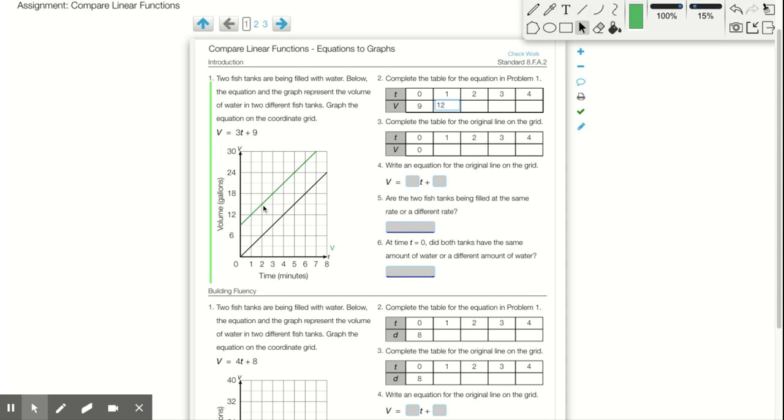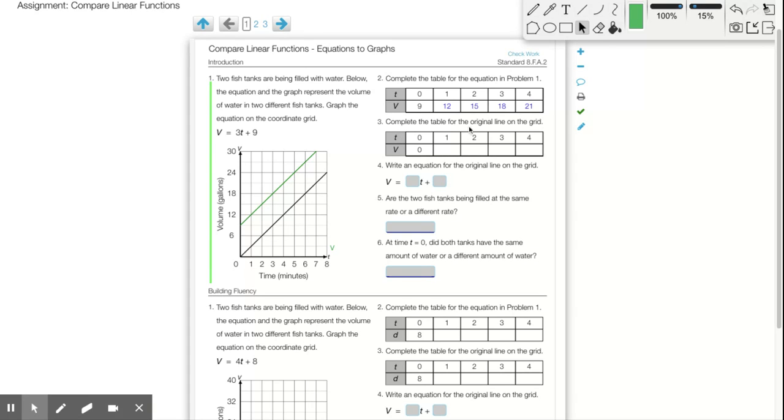When t is 2, it's at 15. When t is 3, it's at 18. T is 4, it is at 21. So 3 times 0 plus 9 is 9. 3 times 1 plus 9 is 12. 3 times 2 plus 9 is 15. I'm getting this from here. 3 times 3 is 9, plus 9 more is 18. 3 times 4 is 12, plus 9 more is 21.